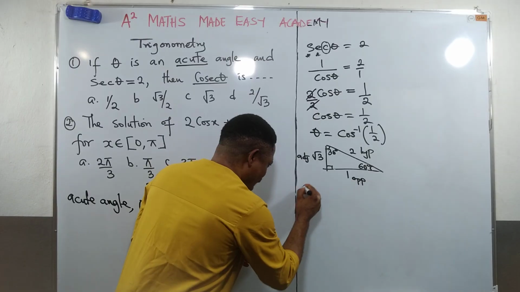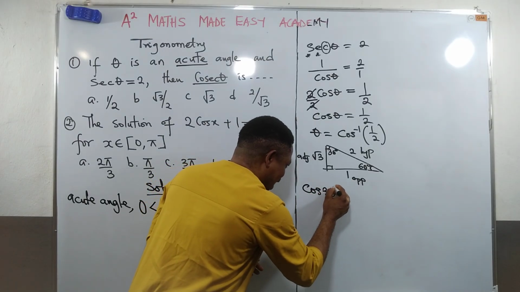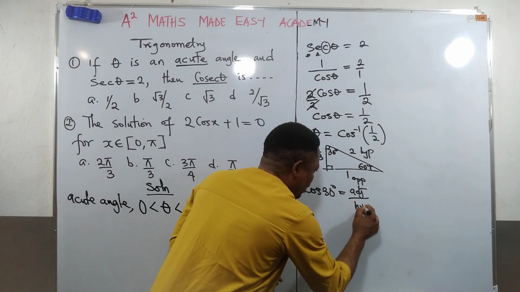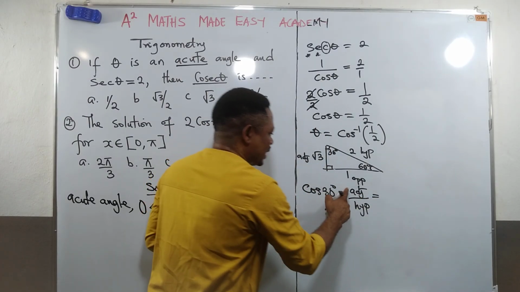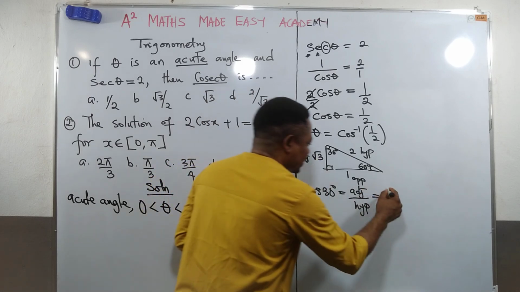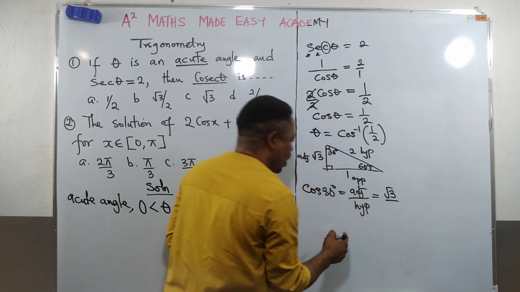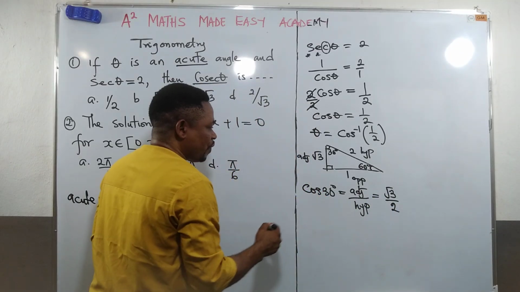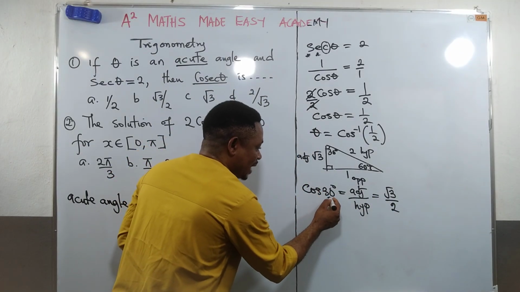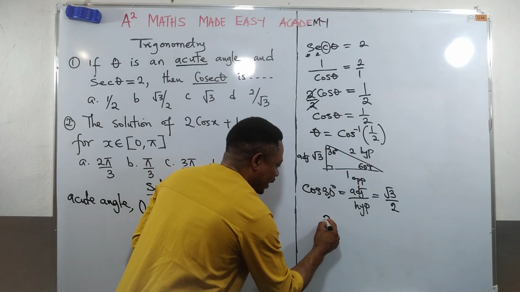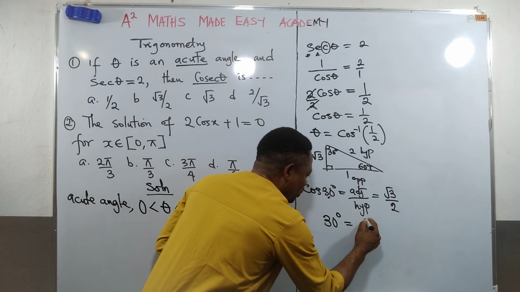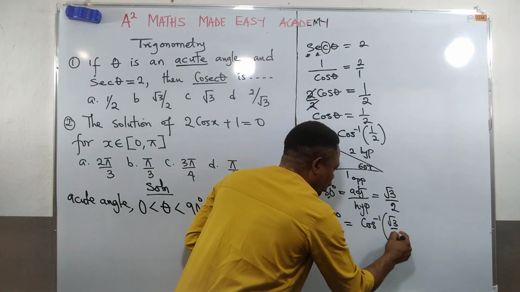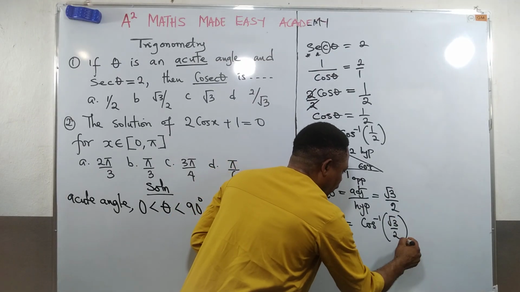I want you to watch. I will now use cos 30 degrees. Remember, cos is adjacent over hypotenuse. The adjacent is given, so root 3, all over the hypotenuse, which is 2. Now my target is to make 30 the subject of the formula. 30 degrees should now be cos inverse of root 3 all over 2.